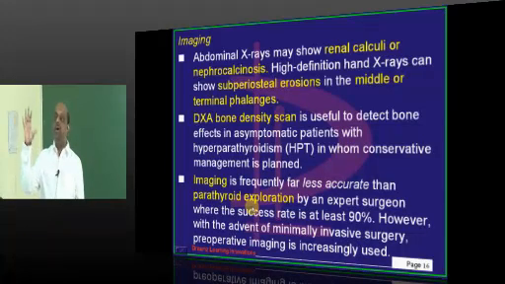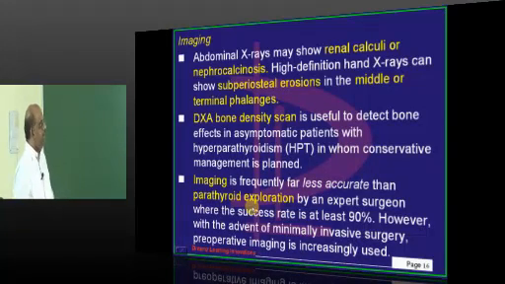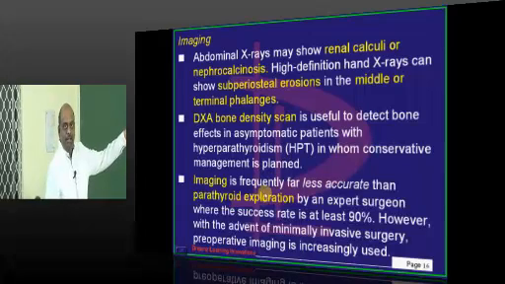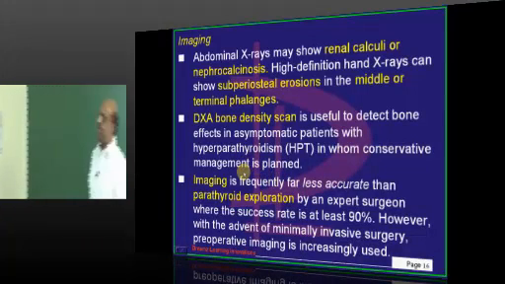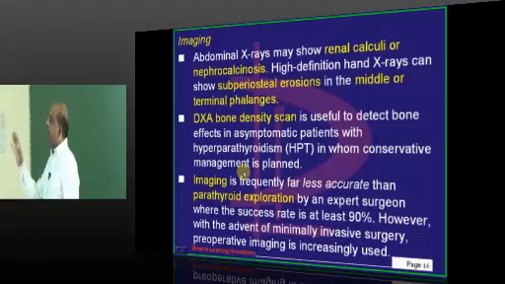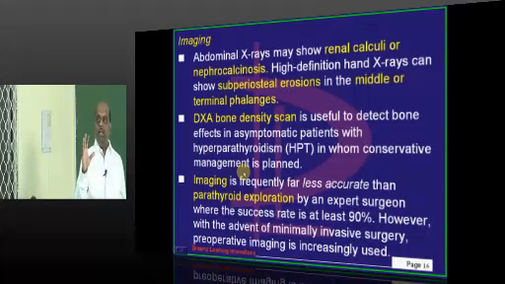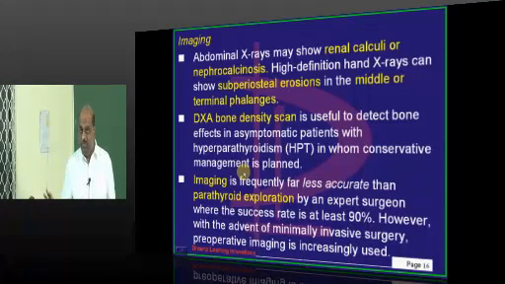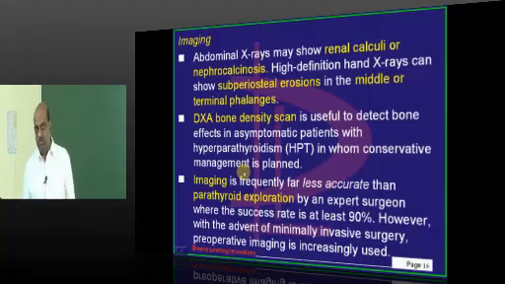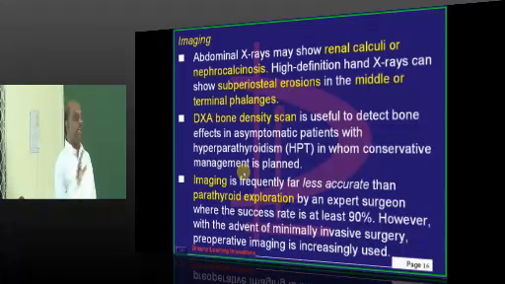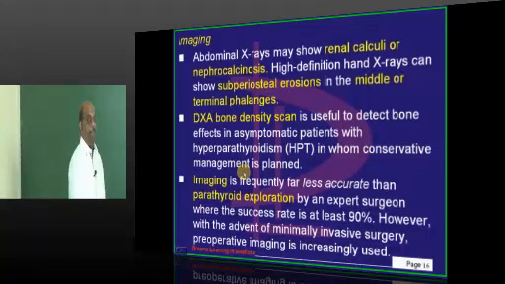Suppose if already there is osteopenia when you have done the bone density scan, then you should not go ahead with conservative management. You need to surgically manage. But if the bone density scan is showing that osteopenia is not severe enough, then you can conservatively manage without surgery. So that is the role of the bone density scan, which you need to remember.